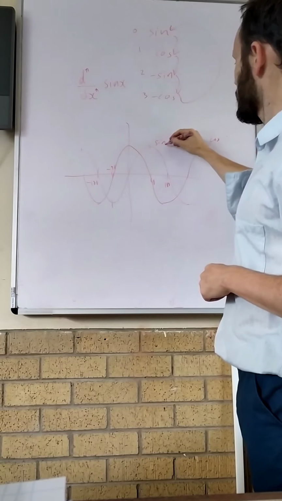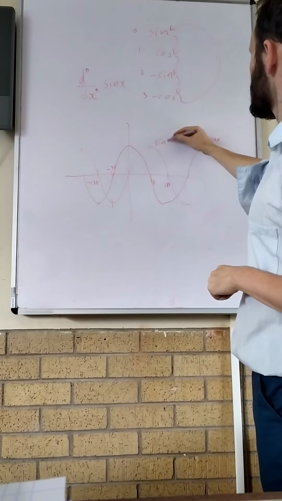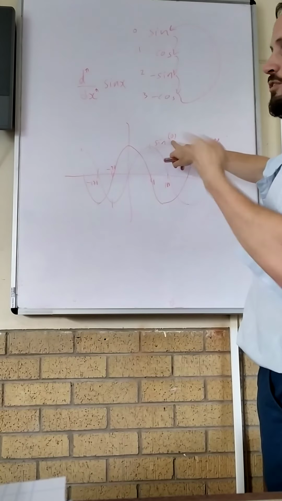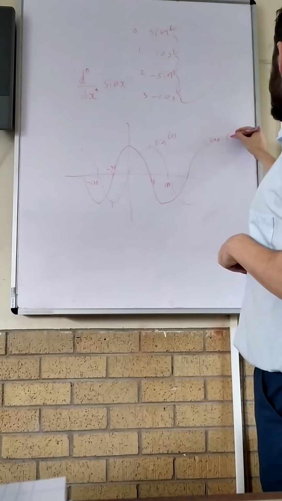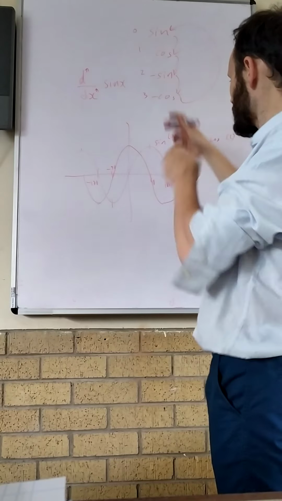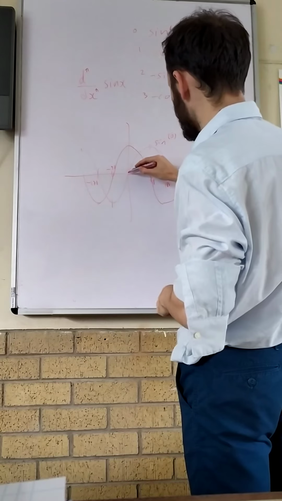That's sine. So let's remember that this is the 0th derivative of the thing we started with, meaning you haven't differentiated it at all. This is the first derivative, you've differentiated it once. Minus sine. What does minus sine look like? Well now it's easy, we can take the sine we've got and just flip it around.